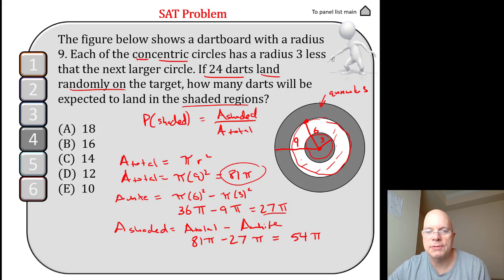Alright, now we're ready to substitute into this ratio. I sadly have not left much room, but 54 pi over 81 pi. See how the pi's cancel? And then we have 54 over 81. A large common factor is 9. 54 is 6 nines.